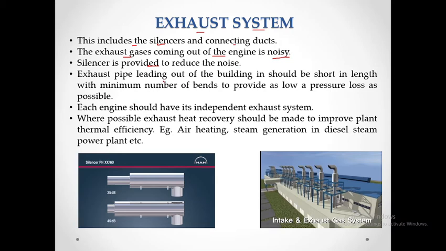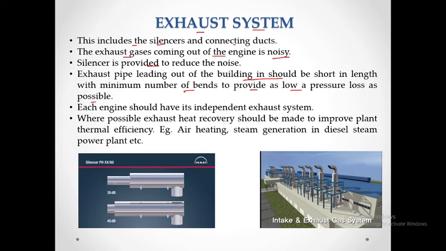The exhaust pipe leading out of the building should be of short length with a minimum number of bends, to keep the pressure loss as low as possible. Whatever exhaust system we use, the pipe should not have bends and all. It should be straight, so that whatever pressure losses there are will be minimal.